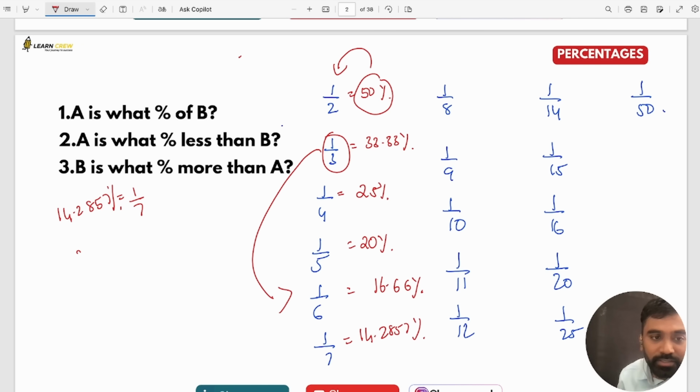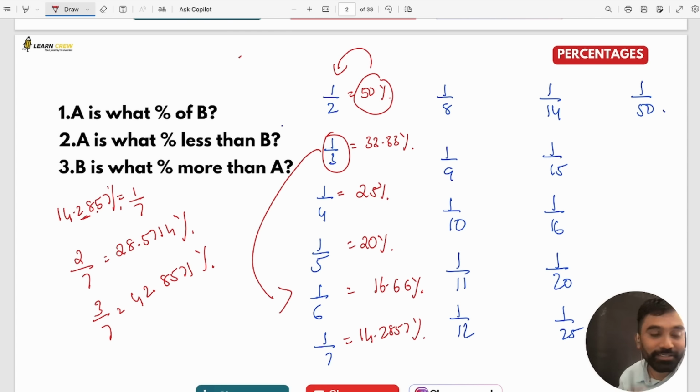And 2/7, the second least number in this case, starts with 2: 28.5714%, nothing but starting over here, 0.5714, a cyclic number. 3/7 means the third least number, which is 4: 42.8571%, and it keeps on going. Cyclic number, yes or no? This is the best way. Next, let me just clear it out.